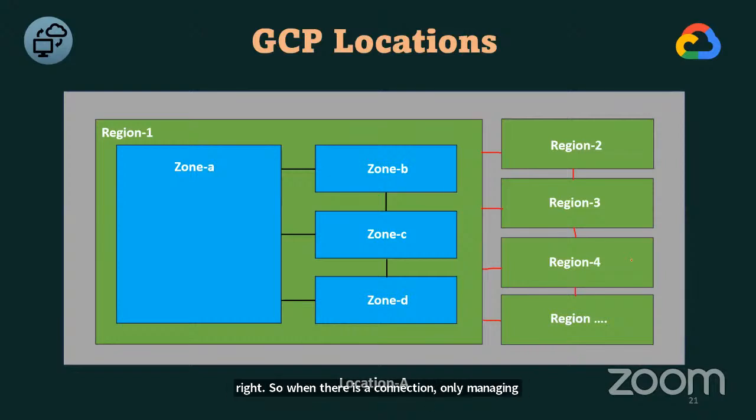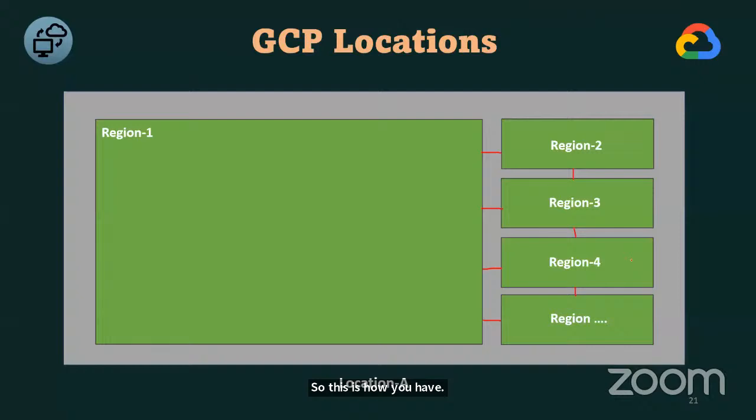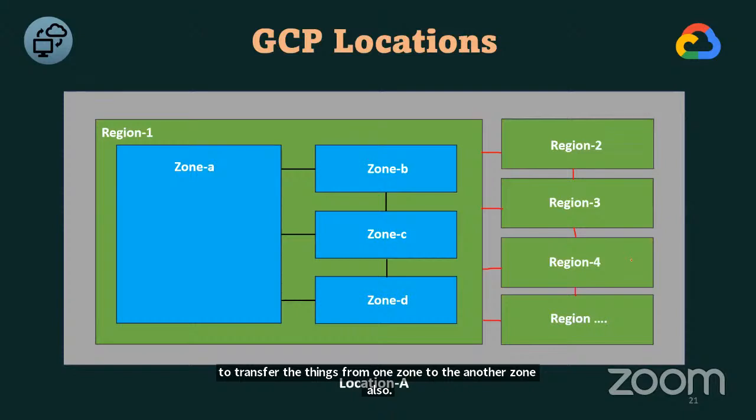So this is how you have a location divided into multiple regions. Each region is connected to one more region. You have zones inside the region. Each region is a collection of zones. You have zone A, zone B, zone C, zone D. Each zone is connected to one more zone via a high bandwidth, low latency network, so that it can transfer things from one zone to another zone also. Okay, now the question is, sir, everything is fine. I am able to see only the division, but where is the infrastructure, sir?